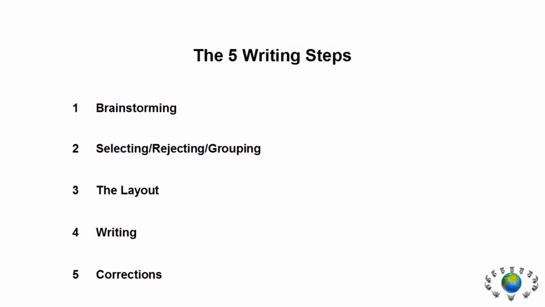What can you put in your writing? To do this, we're going to follow some steps. The first is called brainstorming. Then we'll look at selecting, rejecting, and grouping. Step number 3 is the layout. Step number 4, writing. And finally, our last step, number 5, is corrections.